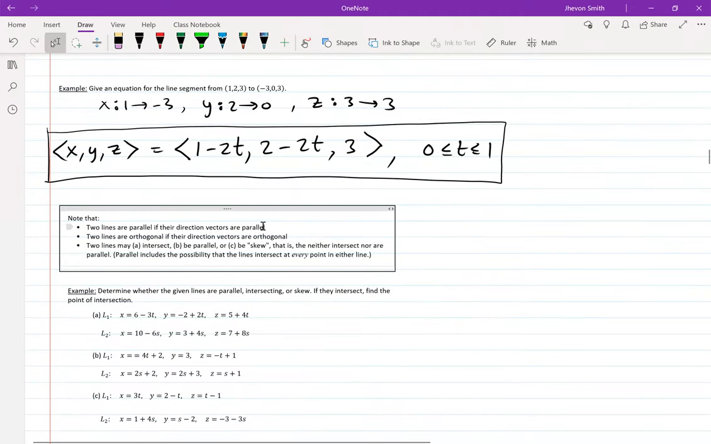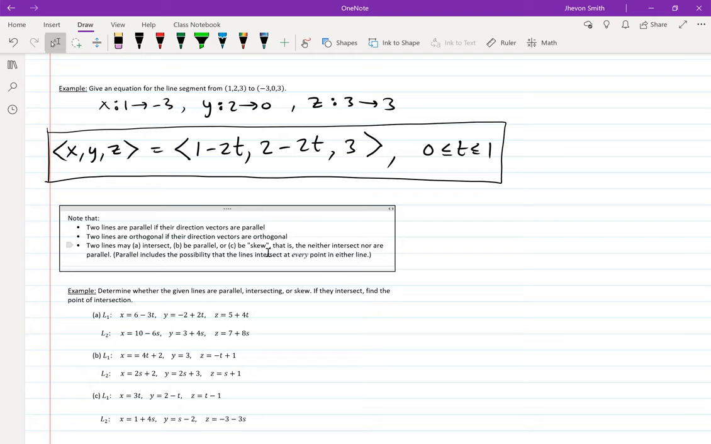Two lines are parallel if their direction vectors are parallel, which should almost be obvious. They're orthogonal if their direction vectors are orthogonal. And these are the situations for any two lines. They will either intersect, be parallel, or be, quote unquote, skew. Skew means they neither intersect nor are they parallel. In 2D, that's impossible. However, in 3D, that's a very real possibility.